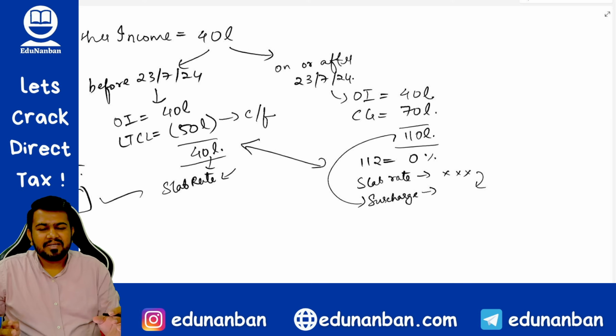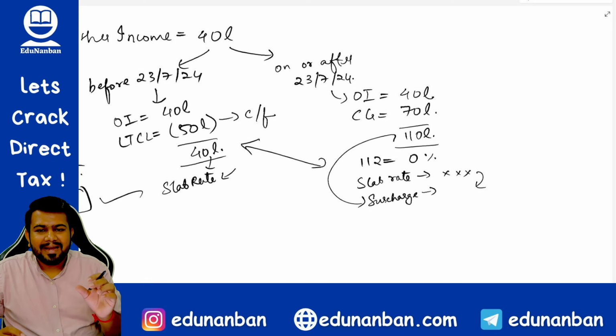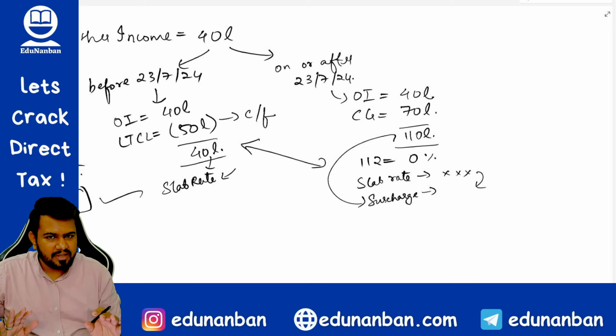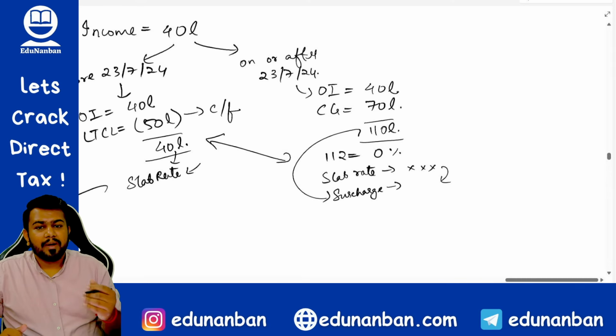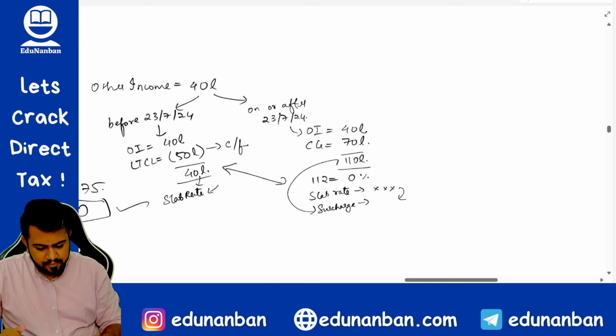Okay, indexation is not reintroduced. Indexation benefit is not available at all. It is just given in the tax rate section. In the total income side, there is no change at all. There is no indexation benefit. One more loss to the assessee, let me tell you.